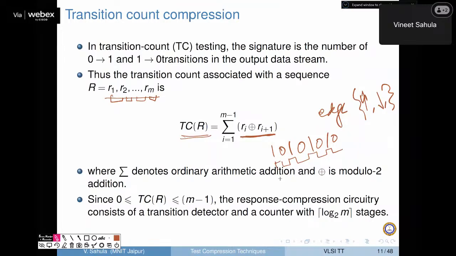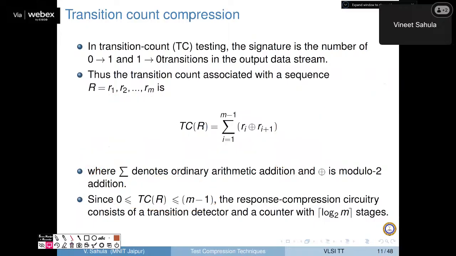So we have 1, 2, 3, 4, 5, 6, 7, 8. So number of count could be 7. Number of transition could be 7, right? Maximum number 0 to 7. 0 may not count because you never apply all zeros as a test pattern, usually that way, right? And we have that aliasing probability computed that way.